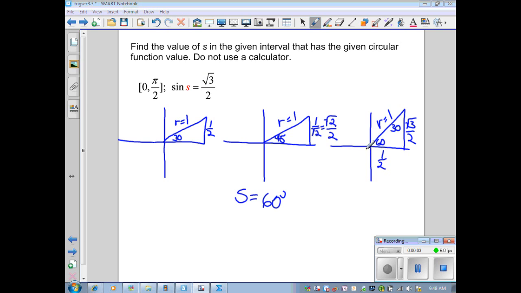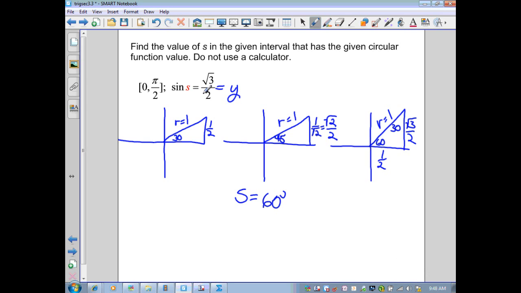In my last coordinate plane, I have a central angle of 60 degrees. I need to find my short leg, which is opposite my 30-degree angle. I'm going to take my r value and divide by 2. That gives me 1/2. But to determine my y value for sine, I need to take my short leg times the square root of 3. That gives me square root of 3 over 2 for the value of y. Sine s is the value of y. These 2 values correspond. Therefore, the s value I need is going to be 60 degrees.